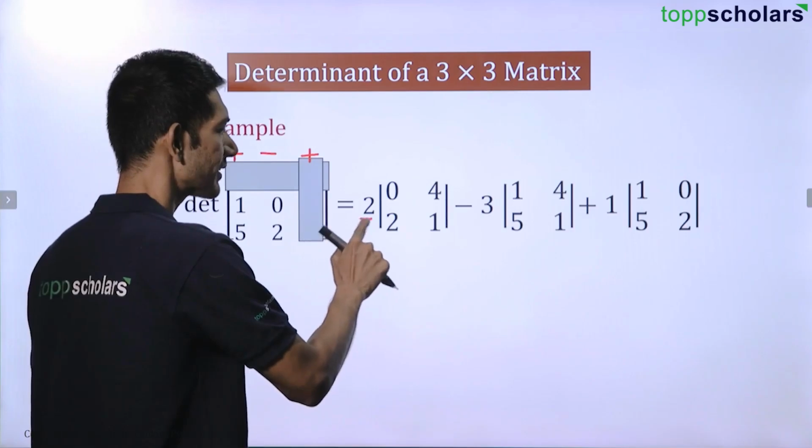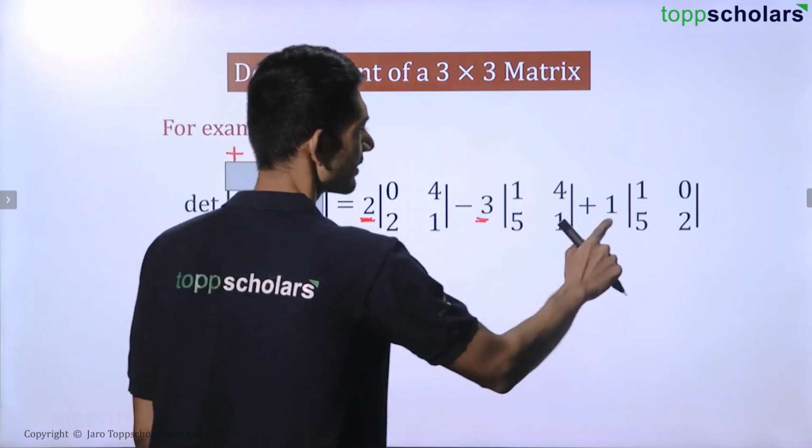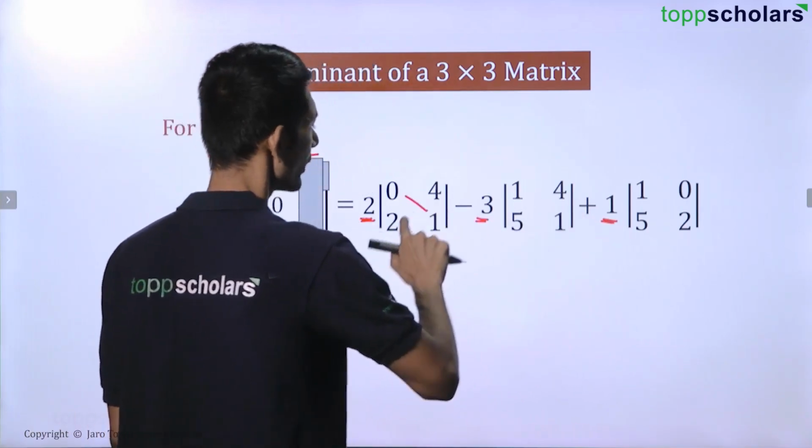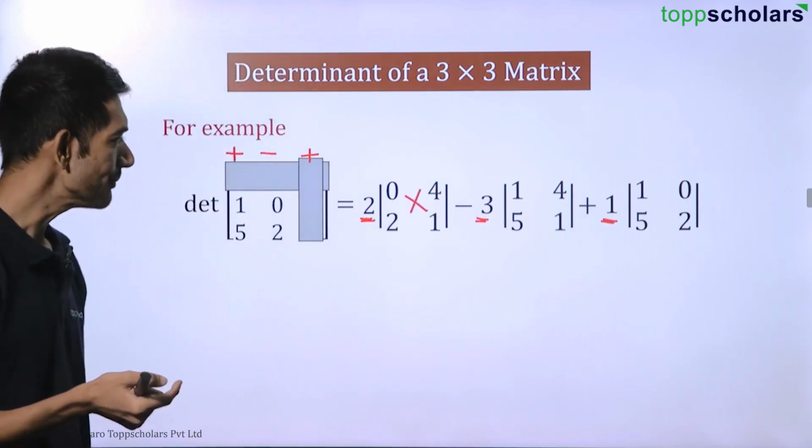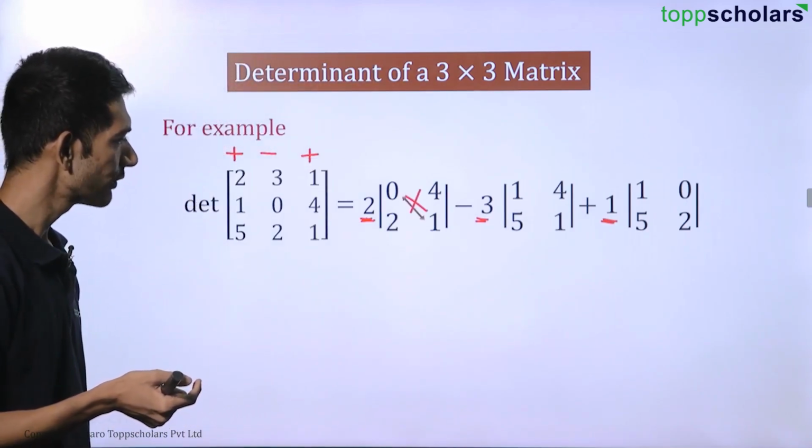This 2 remains as it is. This minus 3 remains as it is. 1 remains as it is. Inside you have to cross multiply and subtract them. So let us see how does this look further.